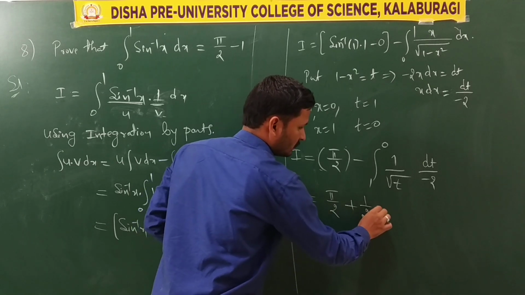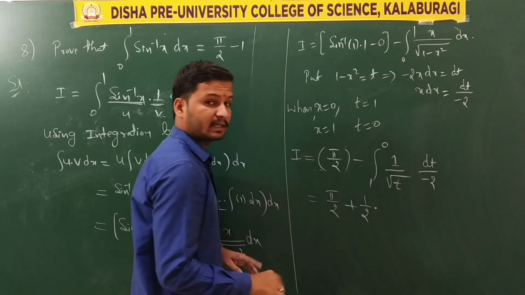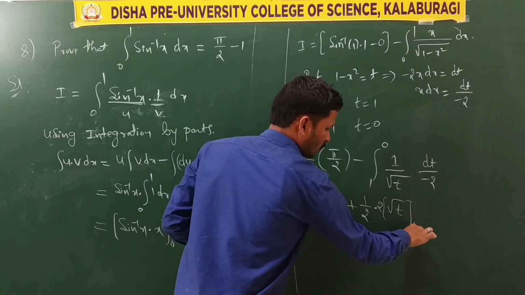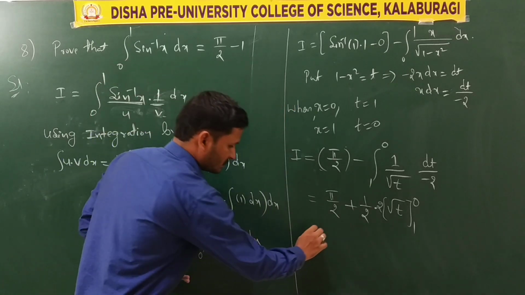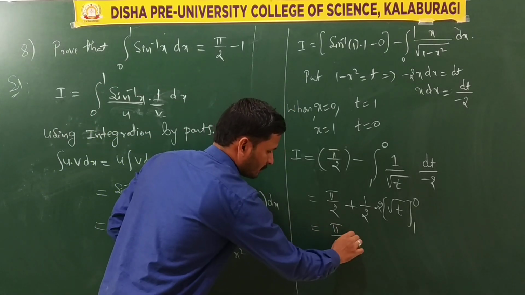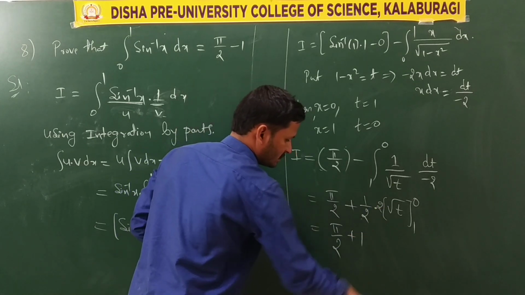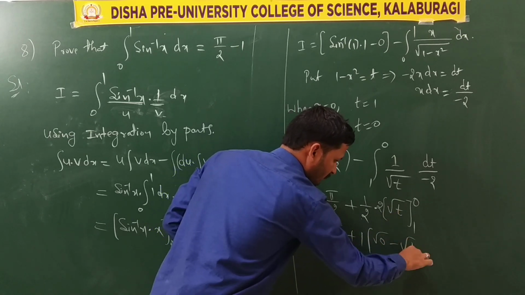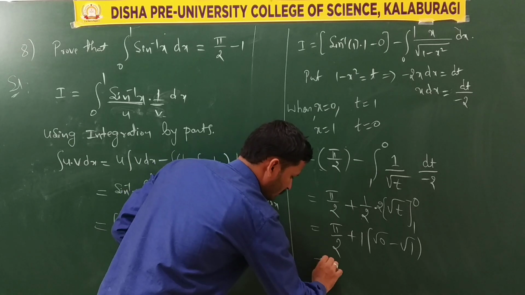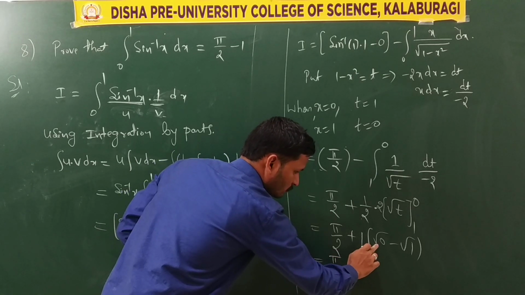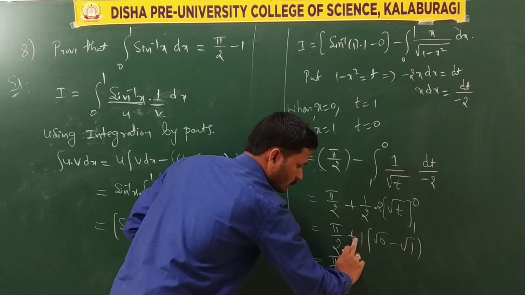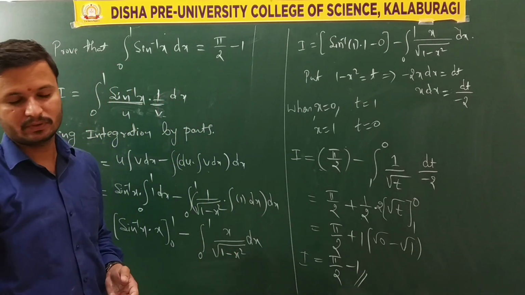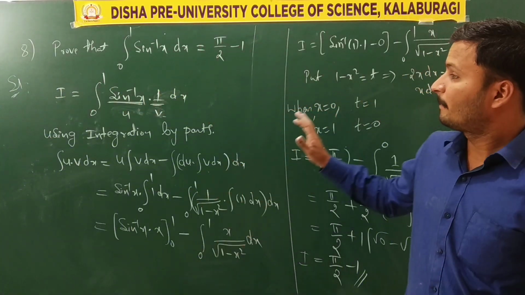Into integration of 1 by root t. Integration of 1 by root t with respect to t is 2 root t, with limits from 1 to 0. So pi by 2 plus, here the 2 gets cancelled, 1, root of 0 for the upper limit minus root of 1. Root 0 is 0 minus root 1 is 1, so 1 into minus 1 is minus 1. So the value of the integral is pi by 2 minus 1. So this ends; this is by the integration by parts method.